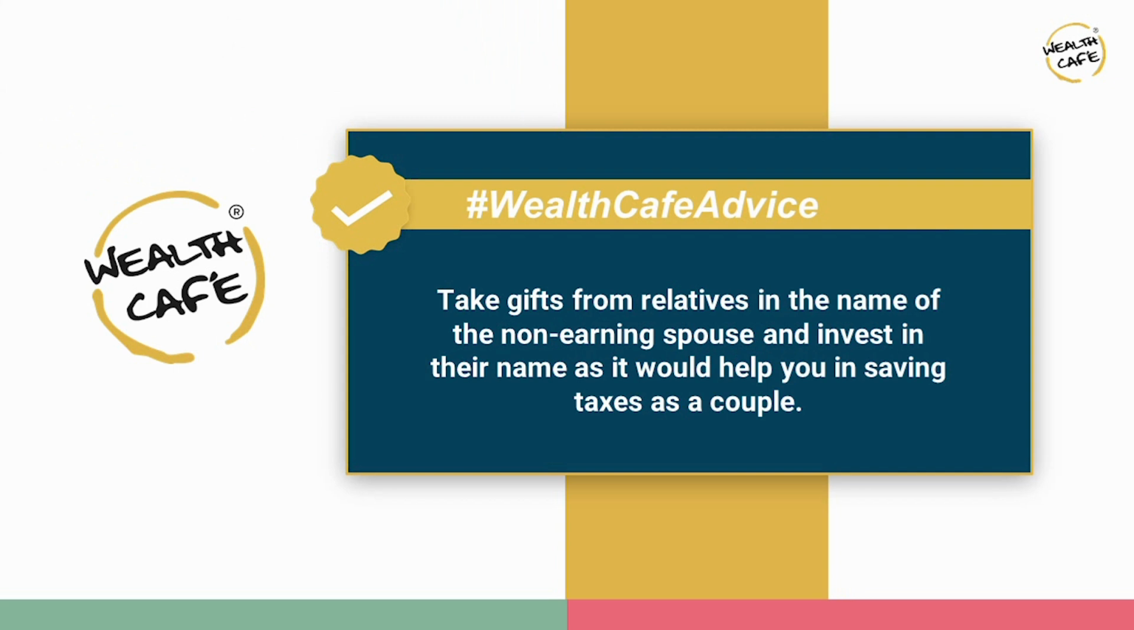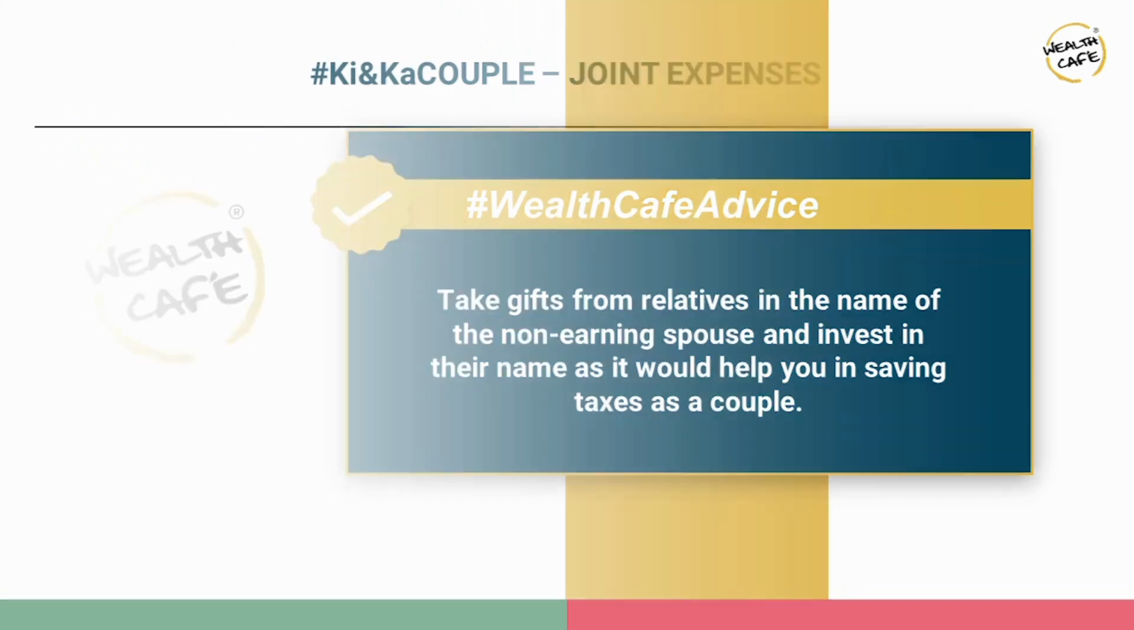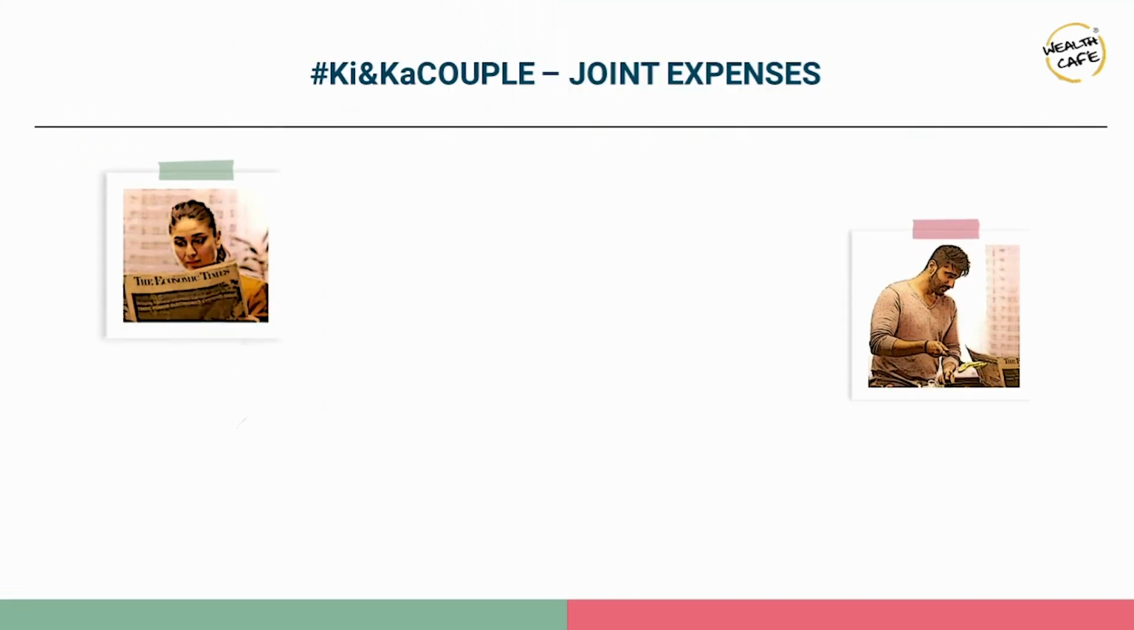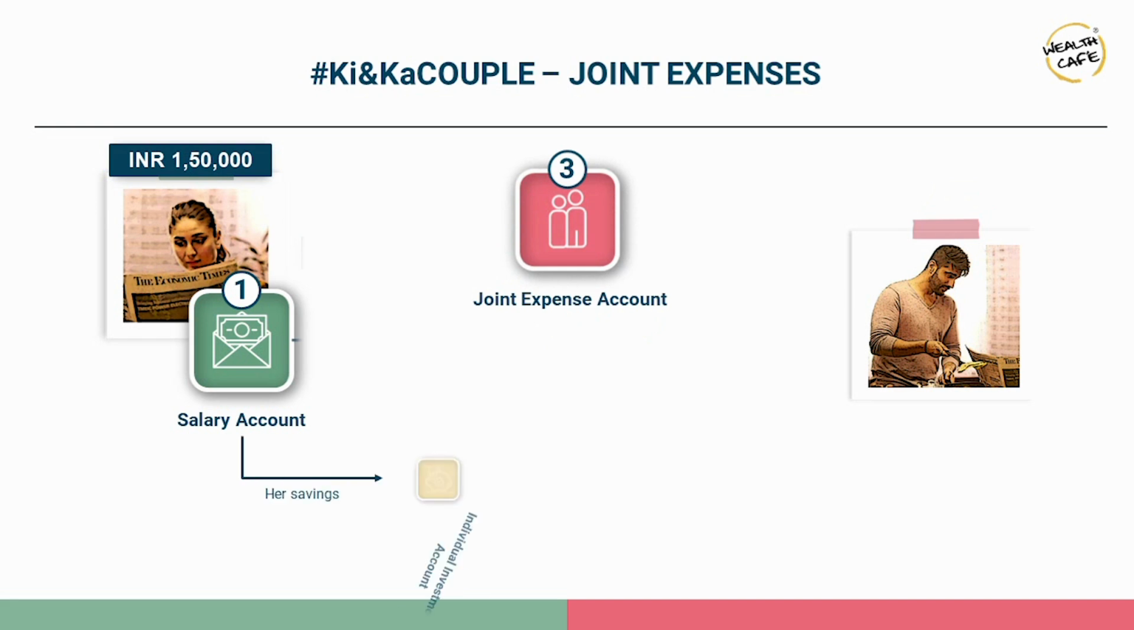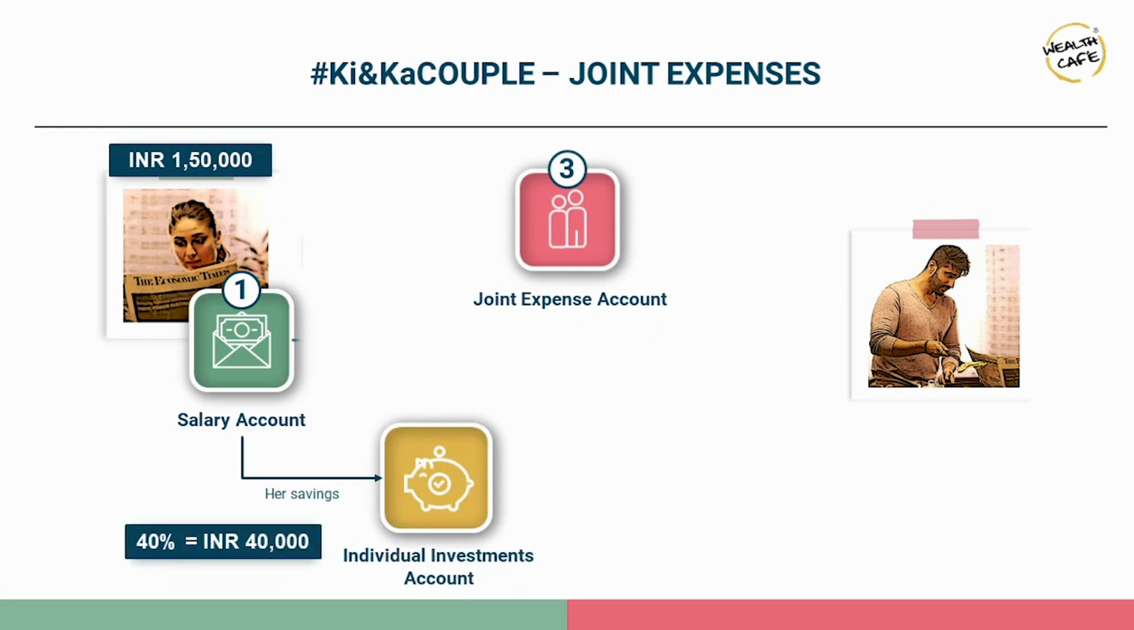Let's quickly run through Ki and Ka's numbers to understand how they are actually managing their cash flows and how much they are able to save and invest each month. So we know that Ka is a homemaker and Ki is earning. Ki earns 1,50,000 rupees per annum. Now out of this, 40%, that is 60,000 rupees, she transfers to her individual investment bank account, and the balance 90,000 rupees is transferred to the joint expense account.